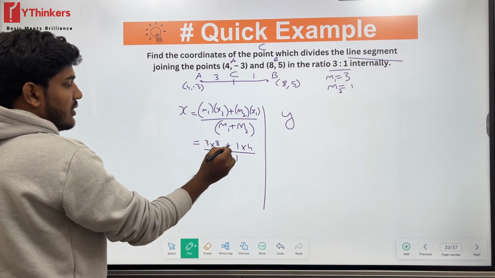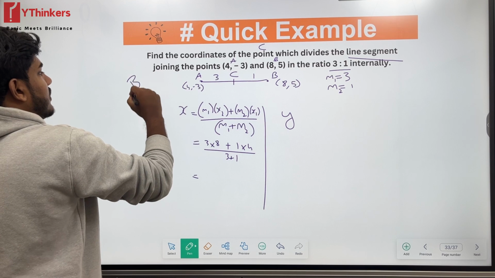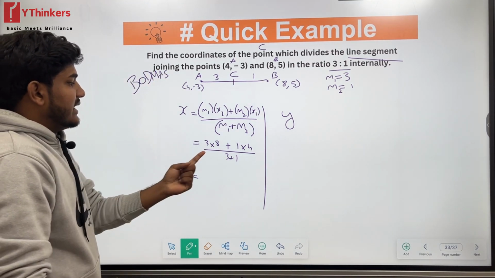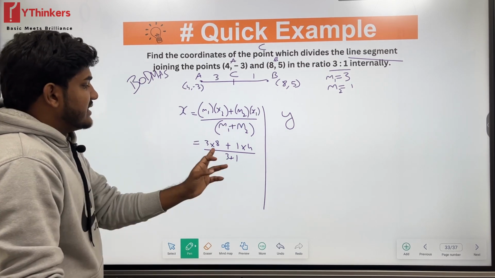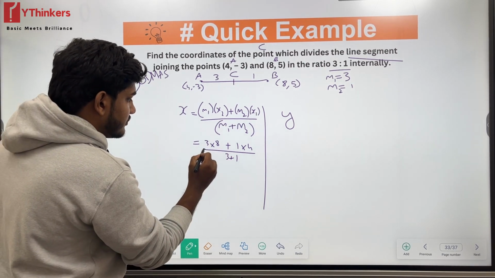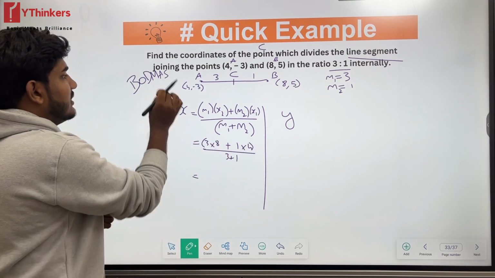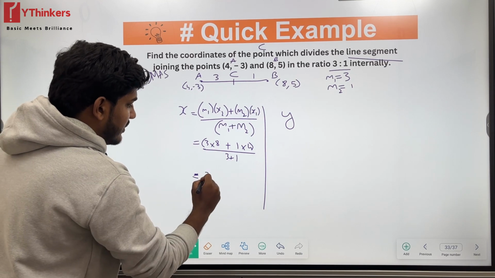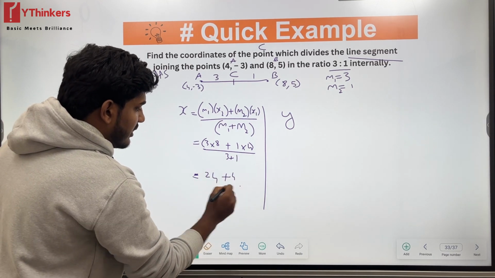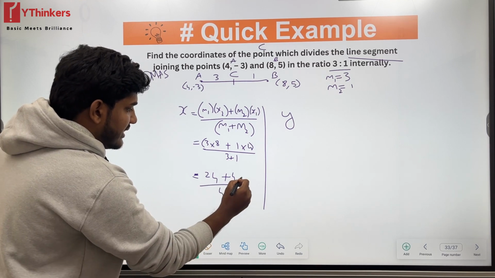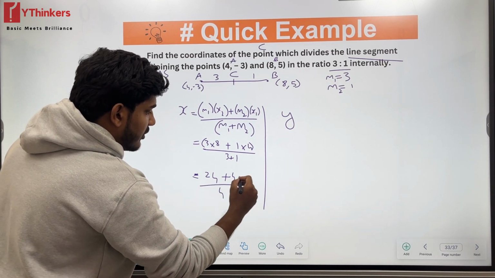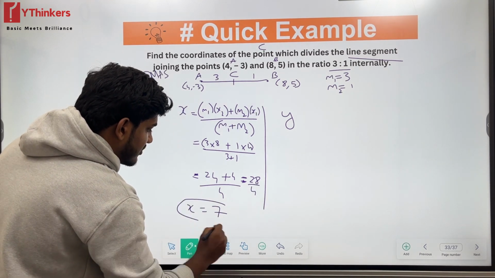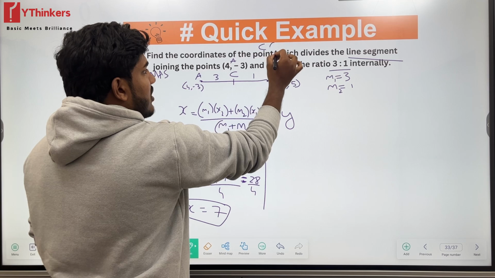Okay, BODMAS rule. What does BODMAS rule say? Bracket of division, multiplication, addition, subtraction. मतलब इधर bracket तो नहीं है, done. Division तो division है, but इधर कोई division नहीं है. Then multiplication. So multiplication there. First we'll solve multiplication. What we'll do is 3 8s are 24 plus 1 4s are 4 divided by 4. So addition next. So 24 plus 4 is 28 divided by 4, which is nothing but 7. I have got x coordinate. C का x coordinate I have got as 7.